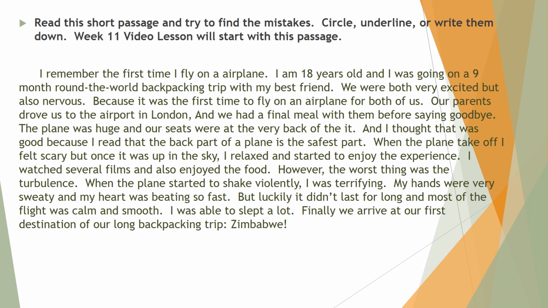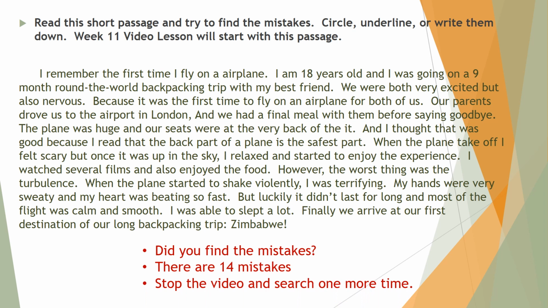Right, so did you try to find the mistakes? How many did you find? Because there are actually 14 mistakes. So what you should do is stop this video and search one more time, because you should try to find 14 mistakes. If you haven't done this yet, stop the video on this slide and see if you can find the mistakes. If you did do it and you didn't find 14, have another look, and when you are ready, move to the next slide in the video and I will show you the answers.